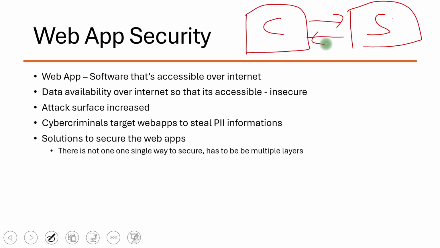What are the solutions to secure these web applications? There cannot be a single way to secure them. There have to be multiple layers. Take the example of online SBI banking: a username is there, a password is there, then there is a captcha available. Besides these, there are other ways to prevent automatic bot attacks and automatic software attacks. There must be multiple layers.